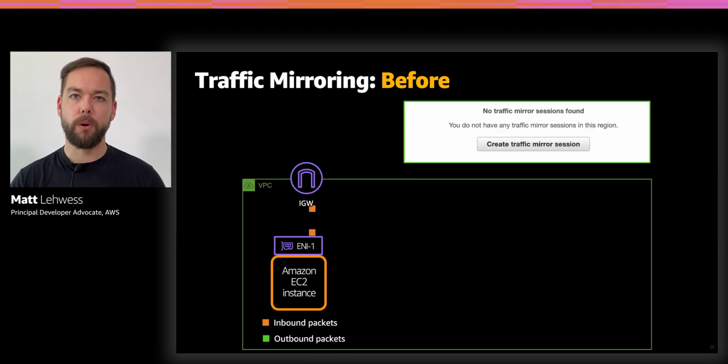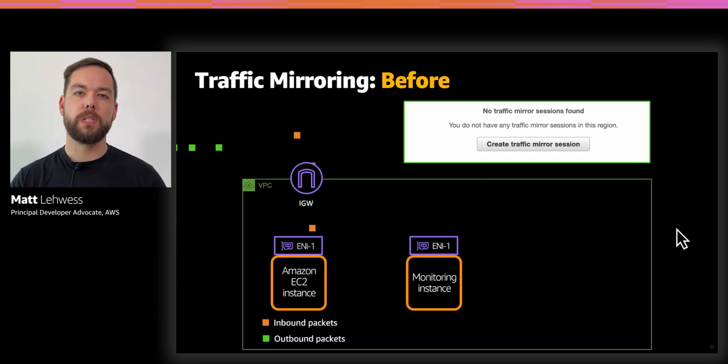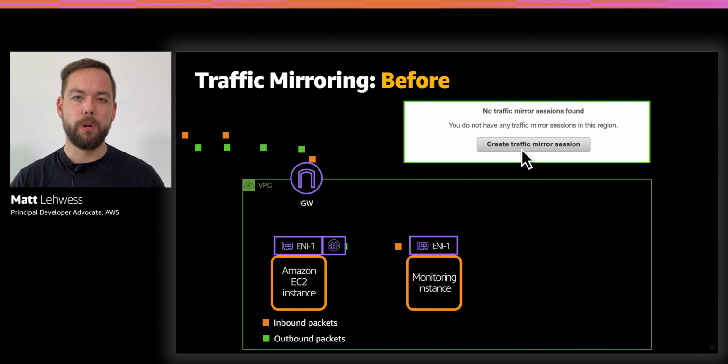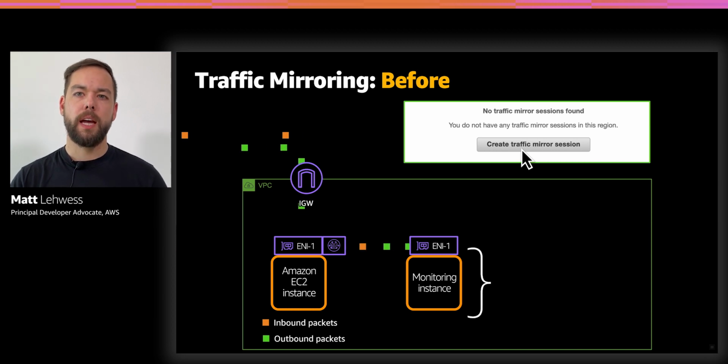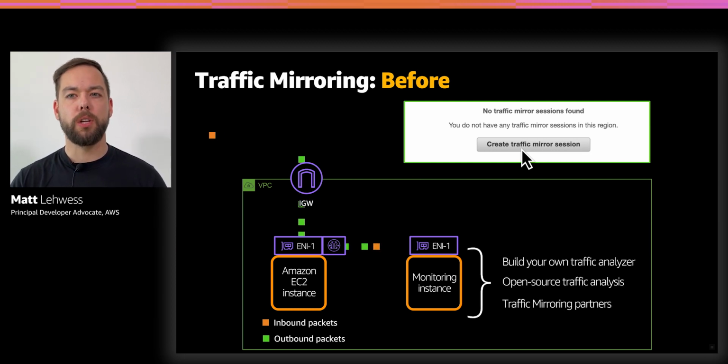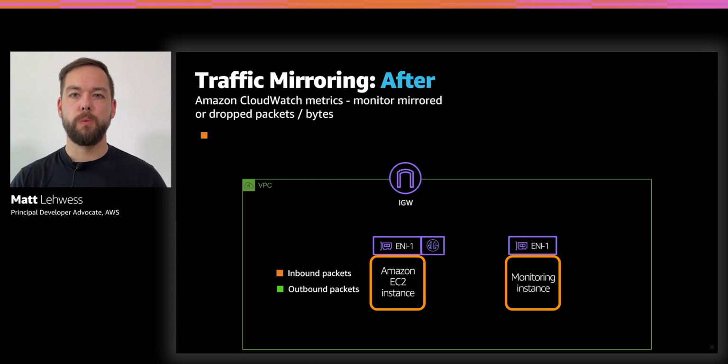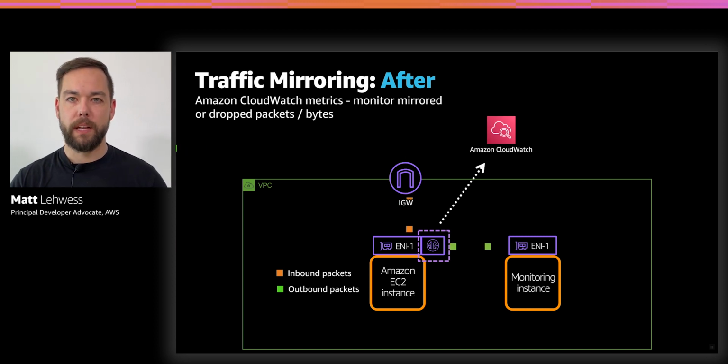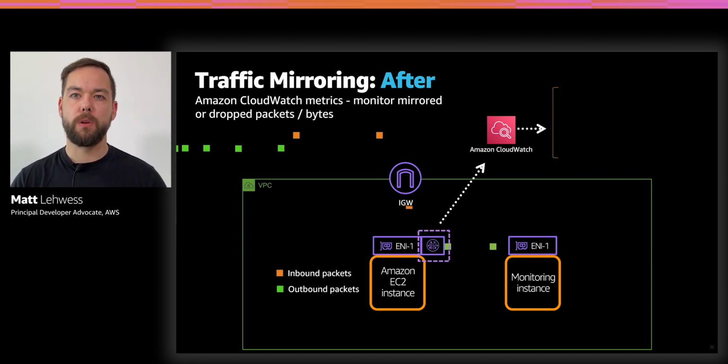When we think about traffic mirroring, we've got an EC2 instance, and we create a traffic mirroring session, which will then send packets destined to and from that instance to another instance, which is a monitoring instance. That monitoring instance is essentially where you can build your own traffic analyzer. You can use open source, you can use our open source traffic analysis, or you can use our traffic mirroring partners. What we've done now with traffic mirroring is we can have CloudWatch metrics for mirrored or dropped packets sent to CloudWatch, so you get a bit more of an idea for what's actually happening for those traffic mirrored sessions.